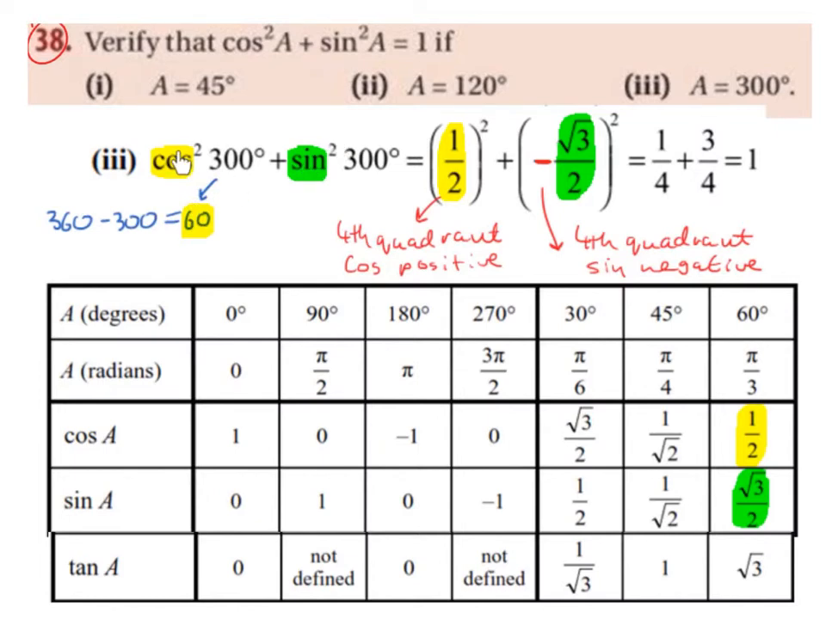So we need to go to cos and 60. So we go across from cos and down from 60, and we get a half. So we get a half squared, and it's going to be positive because in the fourth quadrant cos is positive. Then we're going to go to sine of 60. So we go to sine and we go across, we go to 60, we go down, we get root 3 over 2. So we have root 3 over 2 squared, and it's going to be a minus because in the fourth quadrant sine is negative. A half squared is a quarter, and minus root 3 over 2 squared is 3/4. 1/4 plus 3/4 is 1.